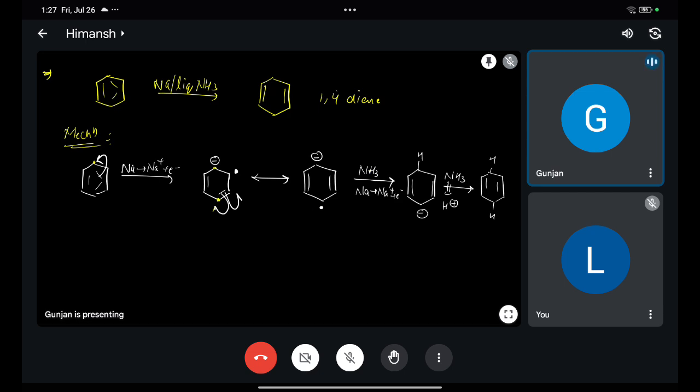Then NH3 will give H. What is the function of NH3? NH3's function is to supply H positive to this negative carbon. And I've drawn two steps in a single go. First, NH3 gives H to this carbon, and second, Na gives one more electron to this radical, and it will convert to a negative charge, right, Himansh?